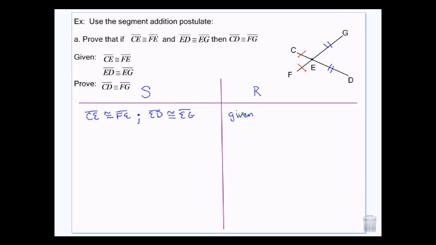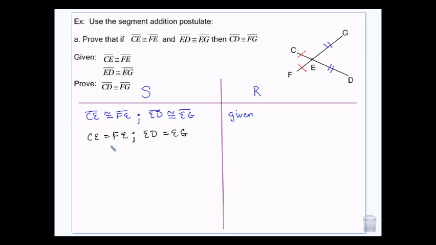Okay. Well, what does that mean if you're congruent? Equal. Congruent is equal. So I'm going to take CE, and I'm going to write it in nicer handwriting, sorry guys. CE is equal to FE, and ED is equal to EG. That shouldn't have lines over top of them.